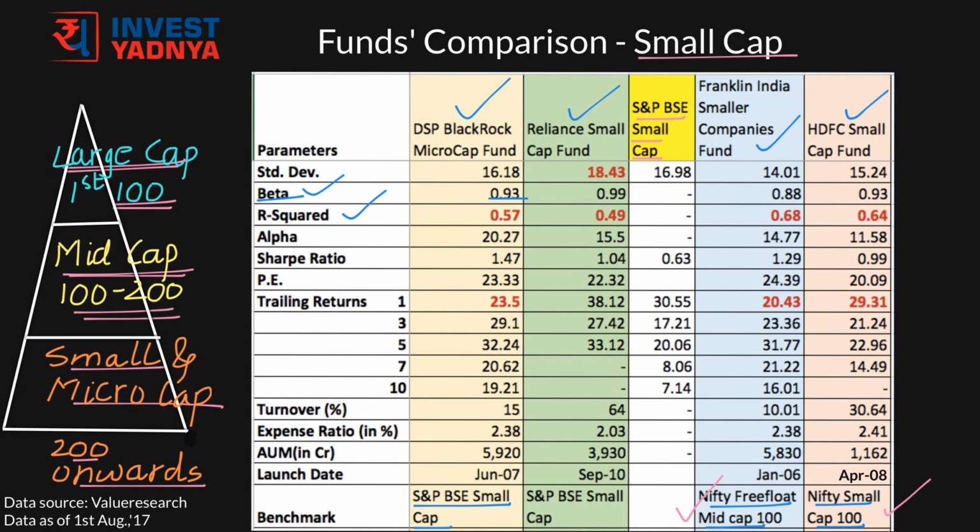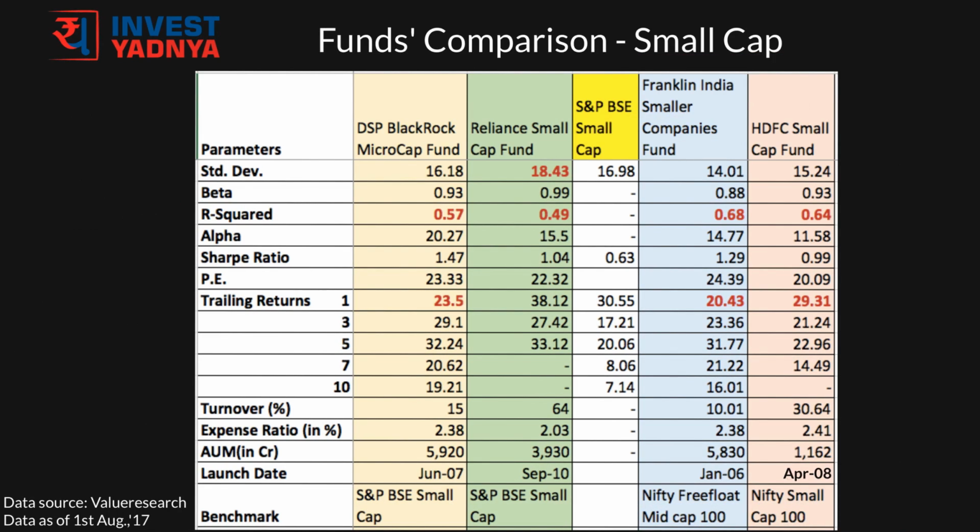But for that, you would have to look at the R squared value, which tells you how reliable this beta is. Now, an R squared value greater than 0.8 is what is desirable. And if you look at the R squared values of all these funds, the values are way below 0.8, indicating that the beta is not reliable. And so benchmarking a fund against an index in case of small cap funds is not very relevant. So let's move on with the fund comparison.